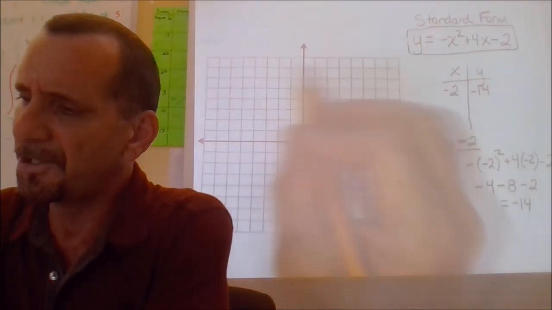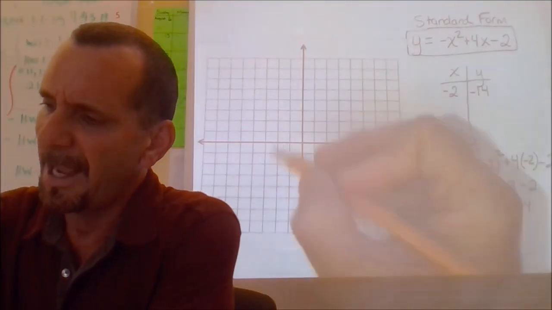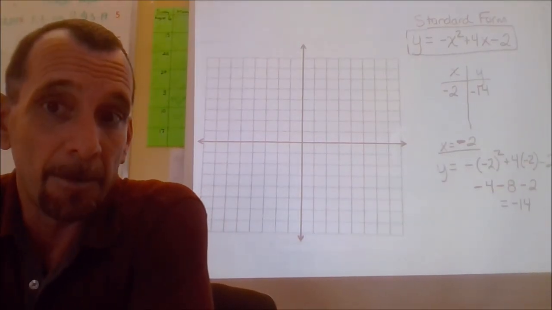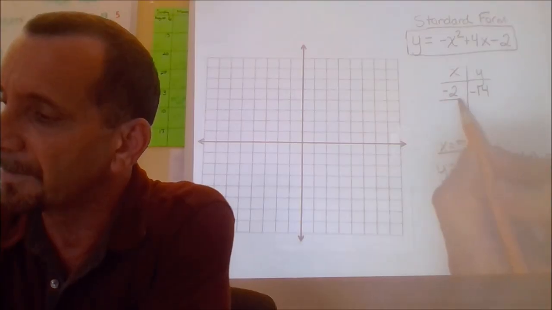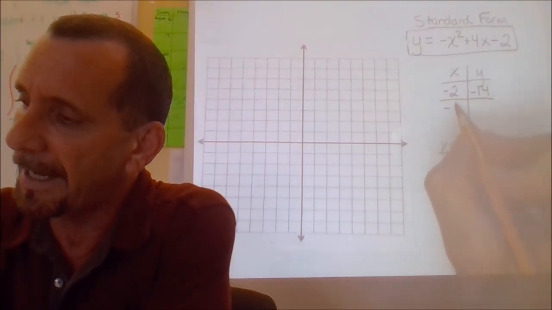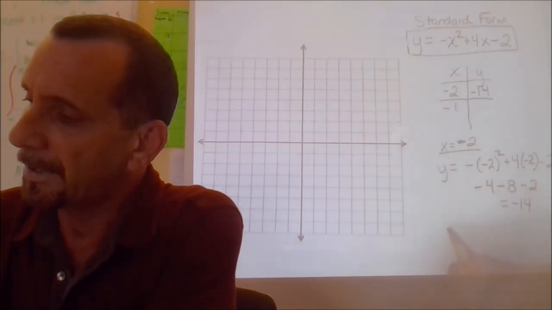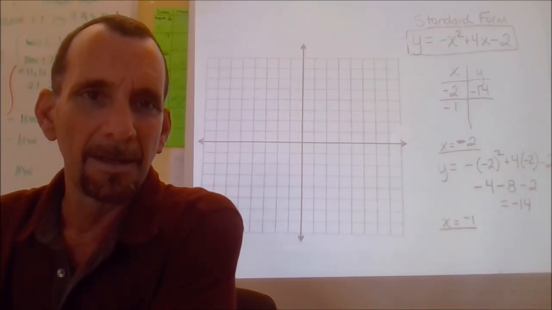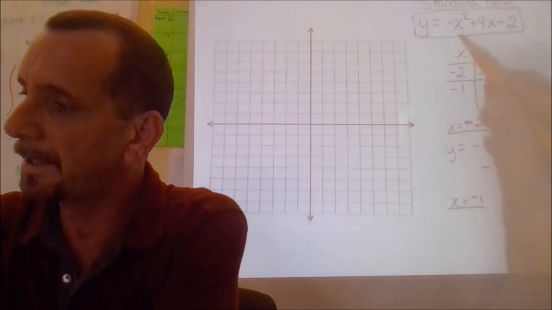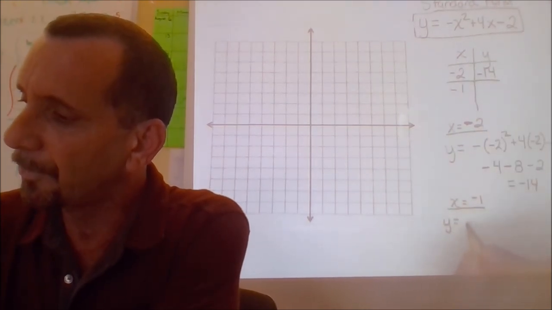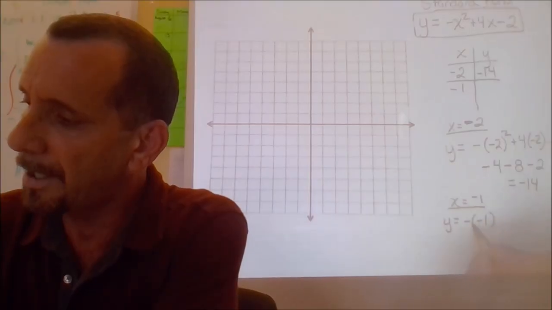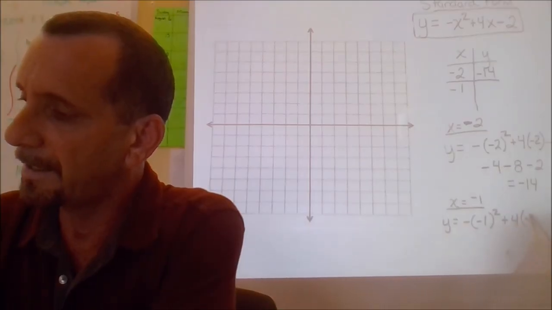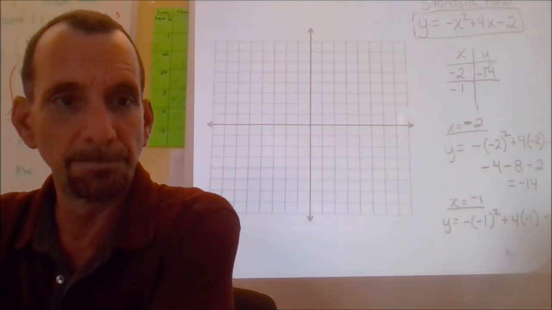Now I say, okay, if I'm going to use this axis, x is negative 2, and y is way on down here somewhere. So let's not worry about that point for right now. Let's just see what happens. We're just moving along. Let's do when x is negative 1. So I'm going to come over here, x equals negative 1, and just put a line there. And I can plug it in. y equals the negative of 1 squared plus 4 times negative 1 minus 2.